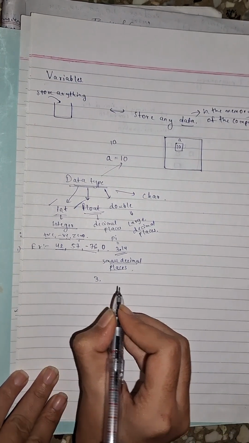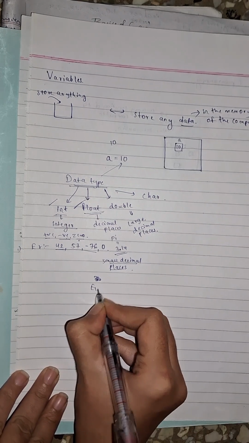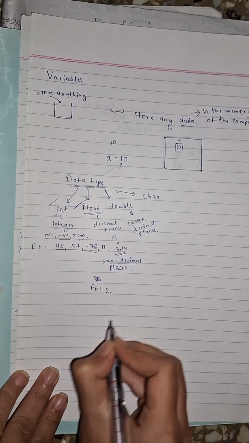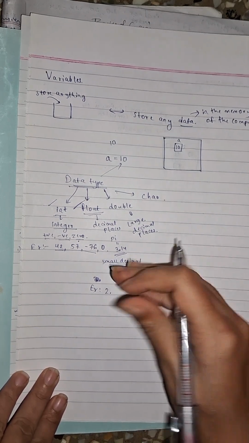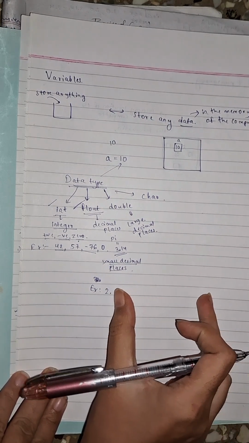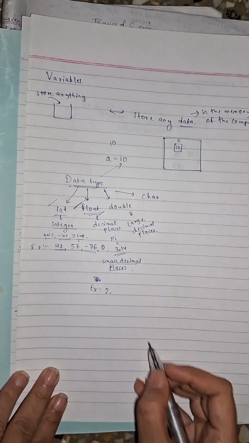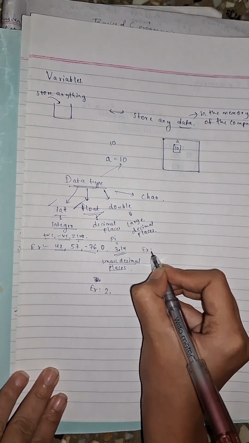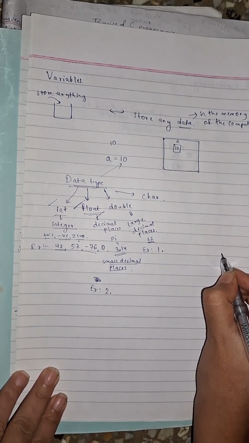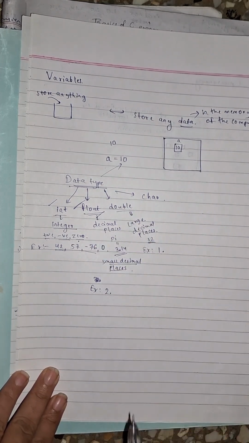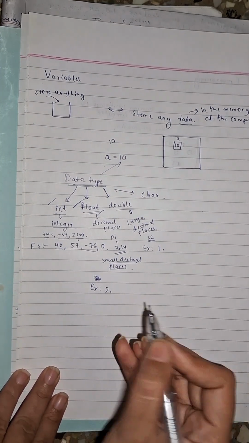I will take another example. If after the decimal point there are 16 numbers, then we use float. If there are 32 numbers after the decimal point, then we make use of double. Okay, like 16, I will write here 16 numbers. I will write any random number.